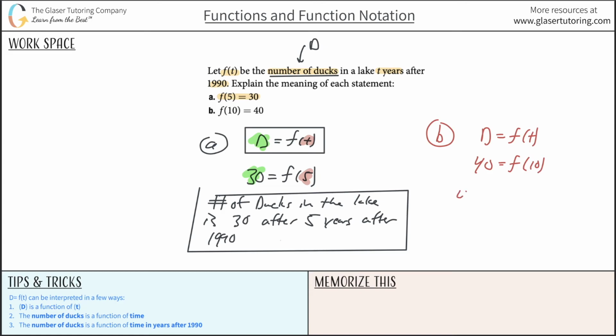I'm going to say that there are 40 ducks in the lake 10 years after 1990. In other words, in the year 2000.